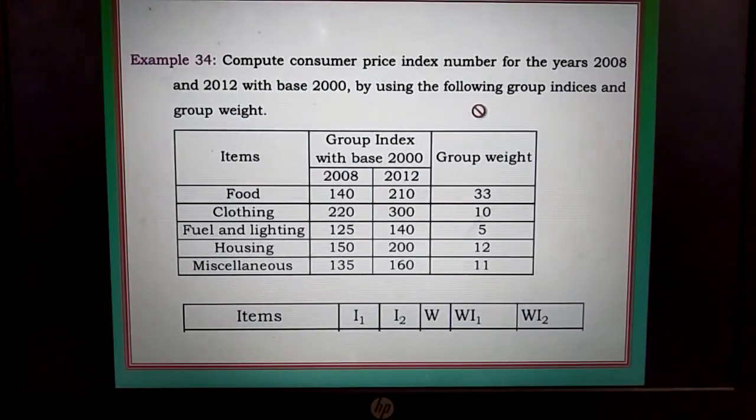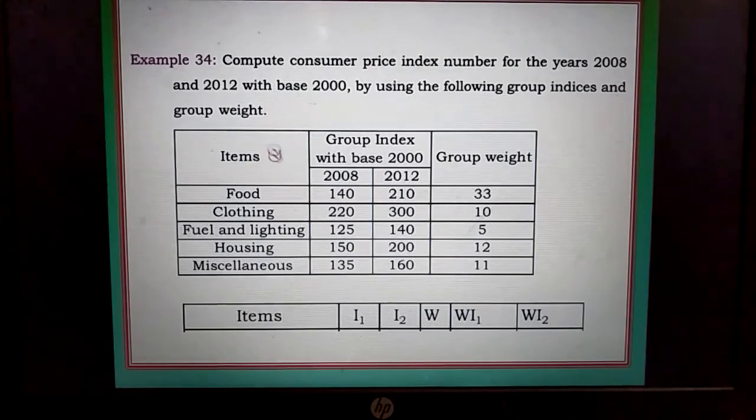So what is to be calculated, it seems? Consumer price index number to be calculated for the year 2008 and 2012 with a base 2000. That means base is 2000, which is fixed for both 2008 and 2012. When you are calculating for 2008, 2008 is current year and 2000 is base year. When you are calculating for 2012, 2012 is current year and 2000 is base year. That way it is to be calculated.